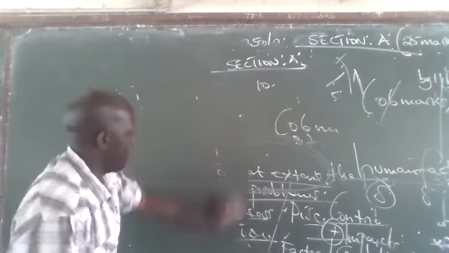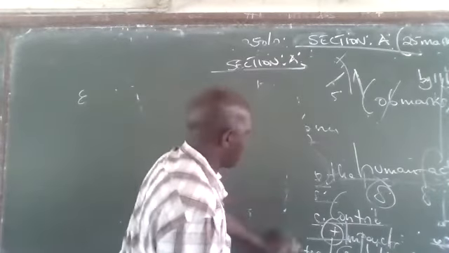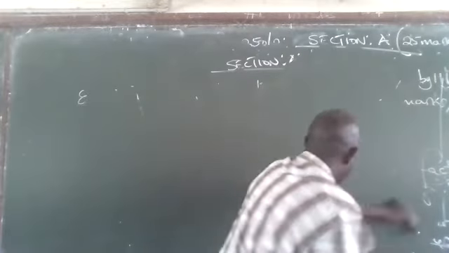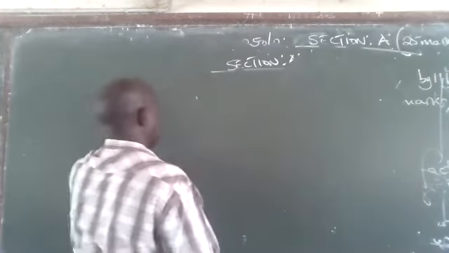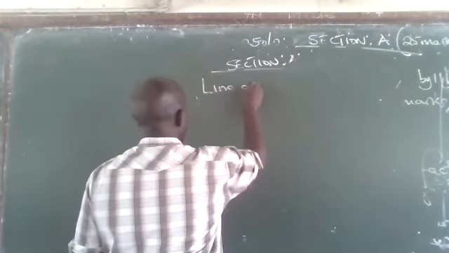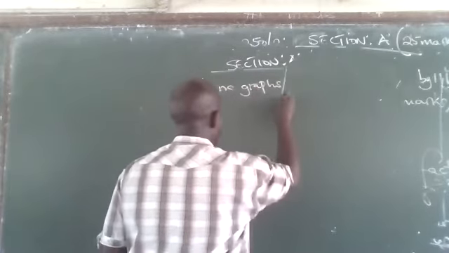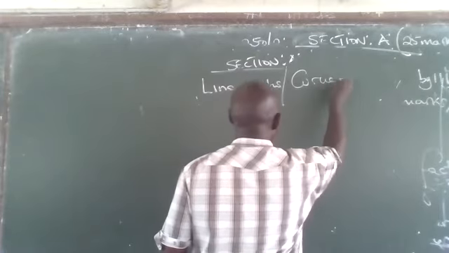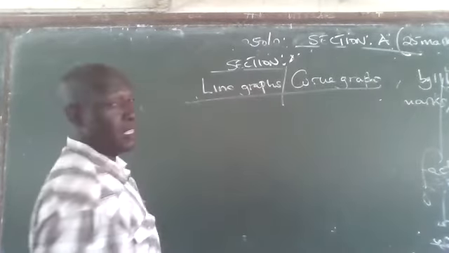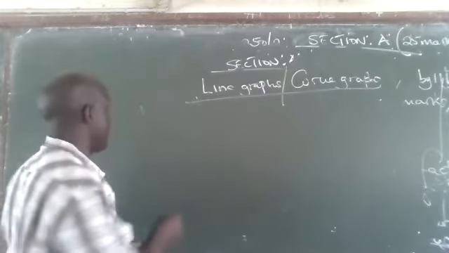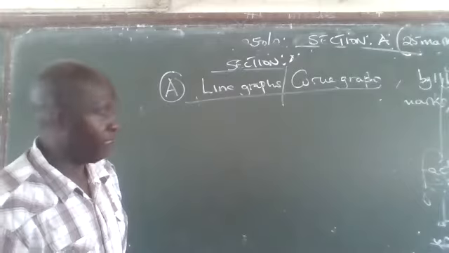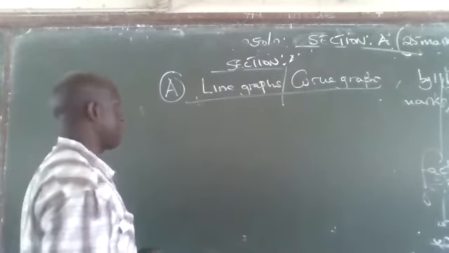Now, we need also to remind ourselves about the areas in section A that we kept on mentioning. What were they? So the first areas were the line graphs. The other name of the line graphs is the same as the curve graphs. Why the term curve graphs? Because as you make the plotting, you finally make the illustration of the curving, hence the curve graphs.